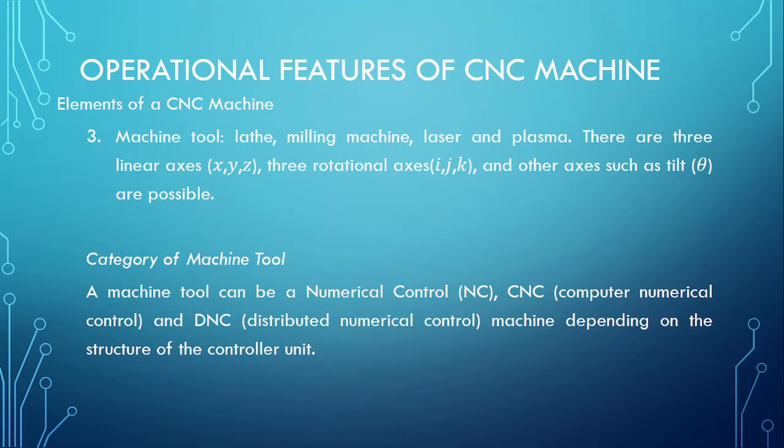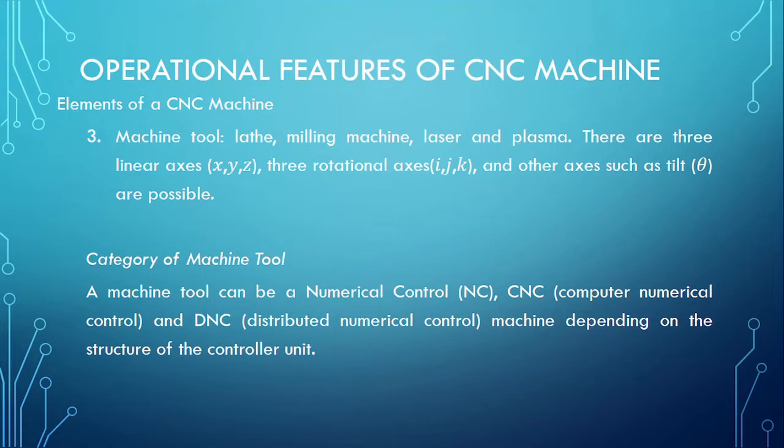So the machine tool could be a lathe, could be a milling machine, could be a laser or a plasma cutting machine. For every machine tool, there are 3 linear axes, which is the X, the Y, and the Z axis, and there are 3 rotational axes, which is the I, the J, the K, and also there's the tilt, depending on the dexterity of such a machine tool.